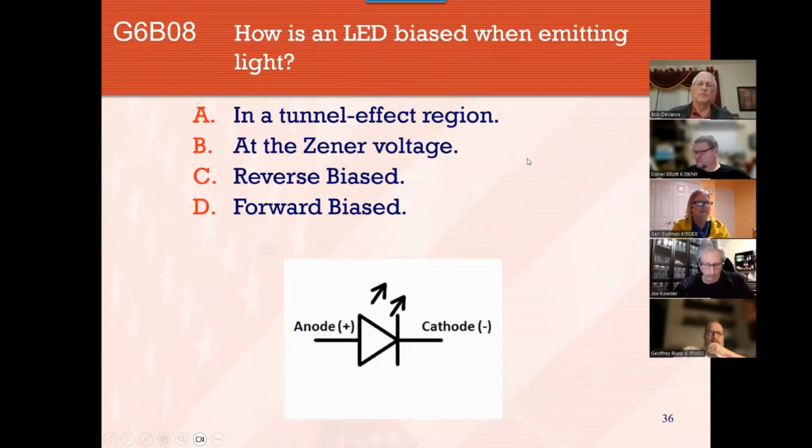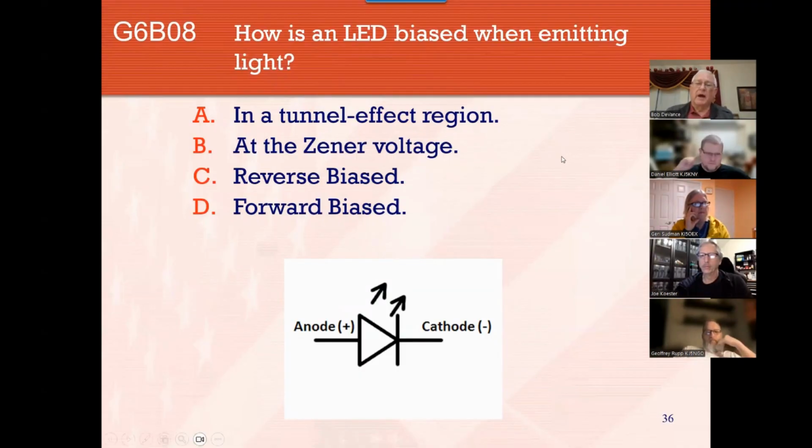Okay, moving right along. How is an LED biased when emitting light? We haven't defined the word bias. Bias is merely an applied voltage that makes a semiconductor do something. It can be a base bias on a transistor, a voltage we apply to the base of a transistor that turns it on or turns it off or puts it in its amplifying region. Or in this case, an LED, a light emitting diode. We bias it on. We put a voltage across it that will conduct through it, and that will turn it on and make it emit light.